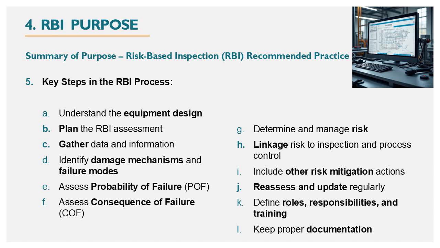Number H, linkage risk to inspection and process control. Number I, include other risk mitigation actions. Number J, reassess and update regularly. Number K, define roles, responsibilities, and training. And number L, keep proper documentation.